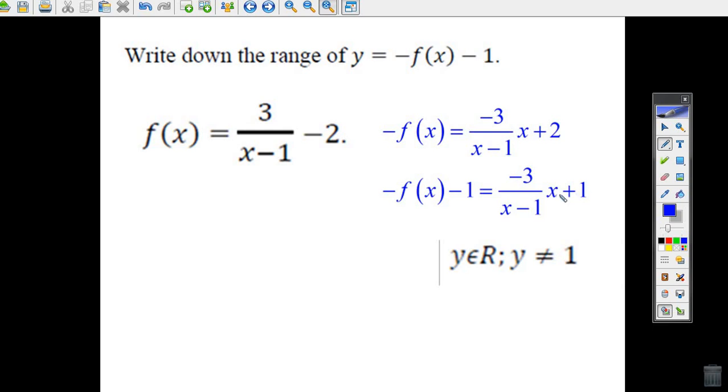Well, that's an asymptote. So the range is y can be anything, but y cannot equal 1. That's the place that it cannot touch. That's what an asymptote's about. And there you go.